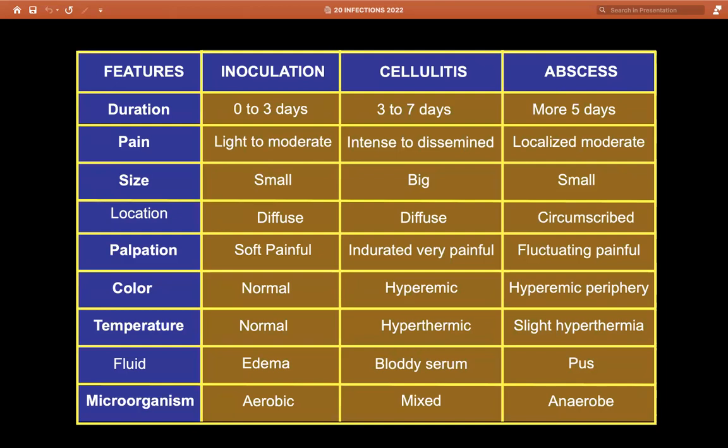Okay. In duration, the first step will last from 0 days to 3 days. Compared to that, the cellulitis goes from 3 days to 7, and the abscess starts at day 5, or more than 5 days. So it's not clear when the cellulitis ends and when the abscess starts. So we usually need to do a clinical assessment.